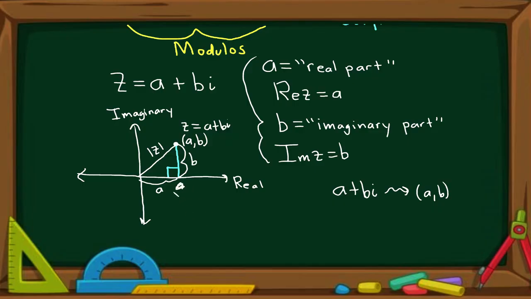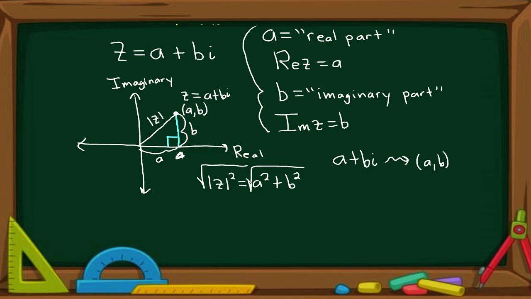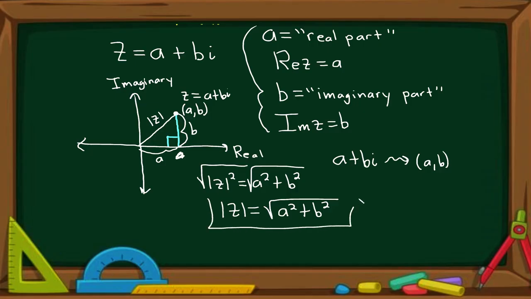Now you could use the theorem of Pythagoras, which says that hypotenuse squared is equal to the sum of the other legs squared. So a squared plus b squared, the Pythagorean theorem. You could take the square root of both sides, and because the modulus of z is a distance, we do get a plus or minus, but we only want the plus. So we end up with the modulus of z being equal to the square root of a squared plus b squared. And that's the formula. That's the formula for the modulus of z. That's pretty much it. So it's the distance between the complex number and the origin in the complex plane.